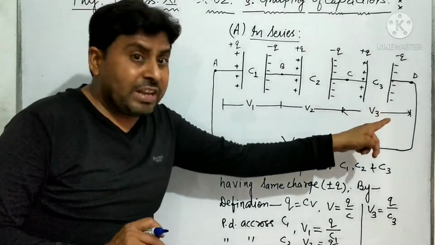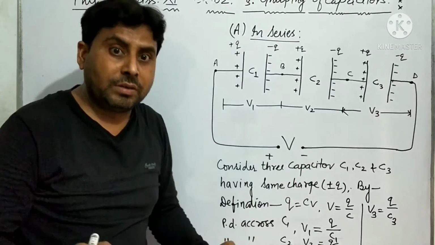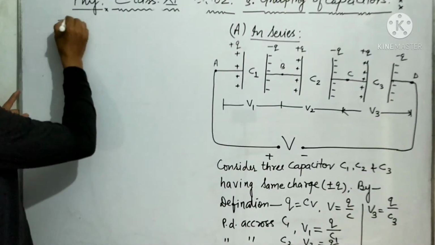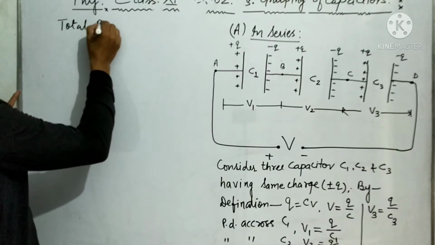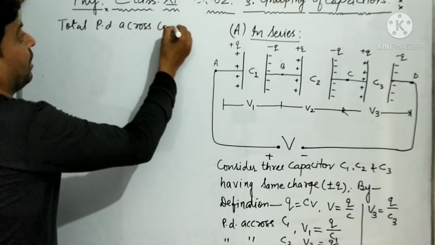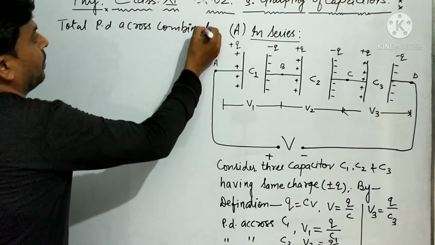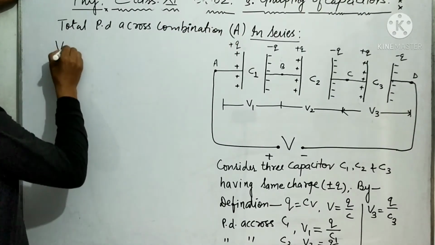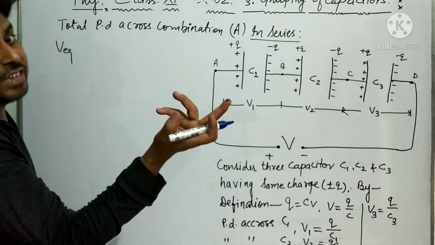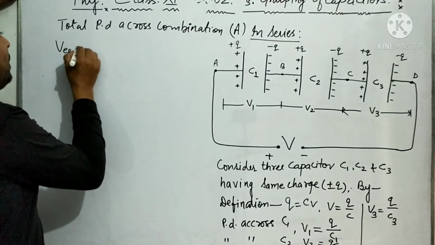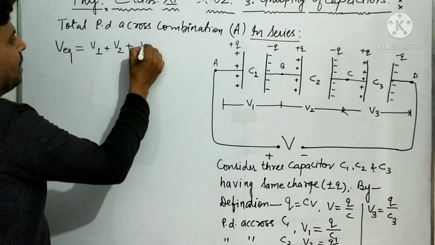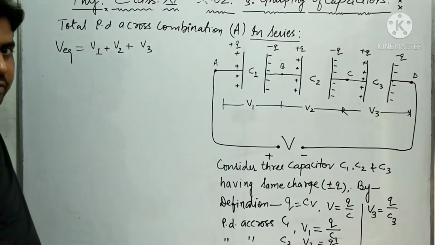Now total potential difference of the combination, which is represented by V equivalent. Total potential difference across combination, that is V equivalent. Equivalent means sum of potential difference of each capacitor, means V equal to V1 plus V2 plus V3. Very simple formula, no problem.